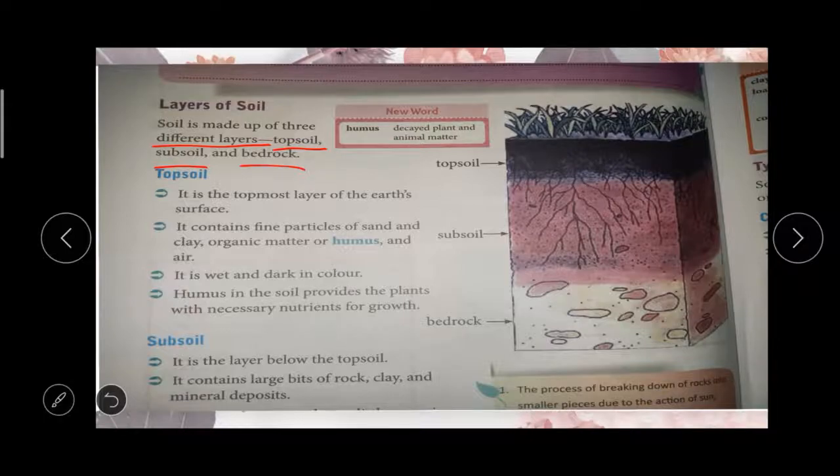Humus, this decayed plant in the soil, provides the plant with nutrients. These decayed plants, decayed vegetables and decayed animals are turned into nutrients for the growth of the plants. That is the topsoil. We are walking above the soil, and that soil is topsoil.